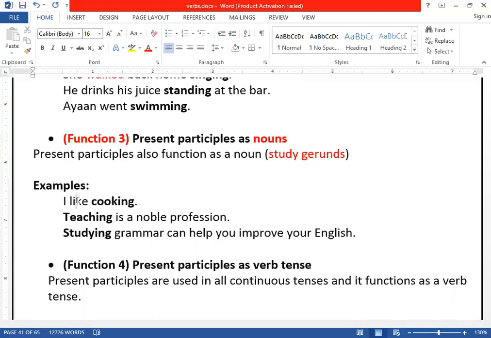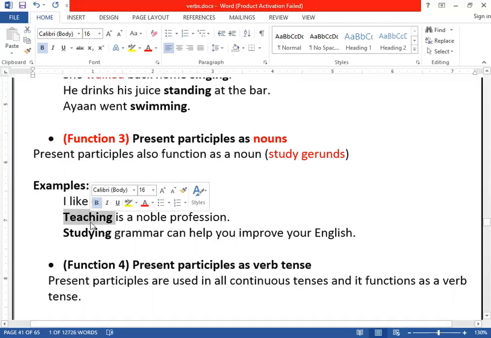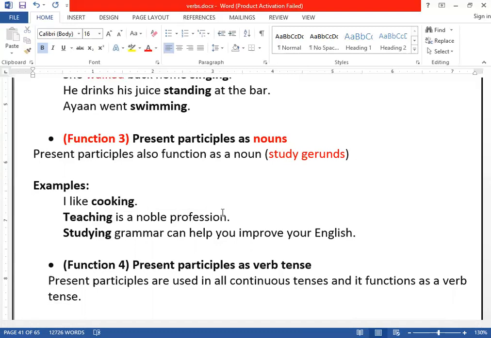I like teaching. Can you see? Teaching is a noble profession. What is a noble profession? Teaching. Now we talk about teaching. It's a subject. So it functions as a noun. It's not an adjective because it doesn't modify a noun. But itself, it's a noun. Its function is what? It functions as a gerund.